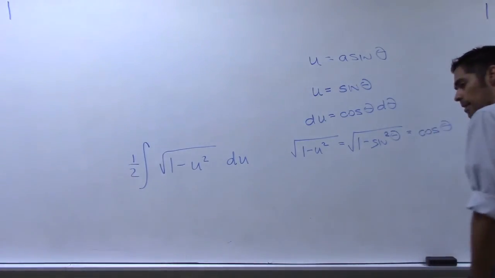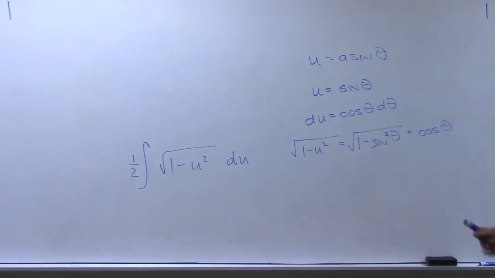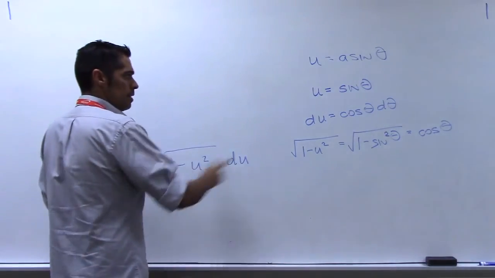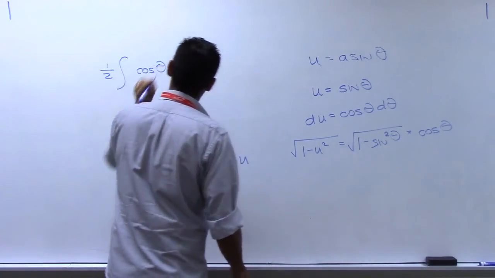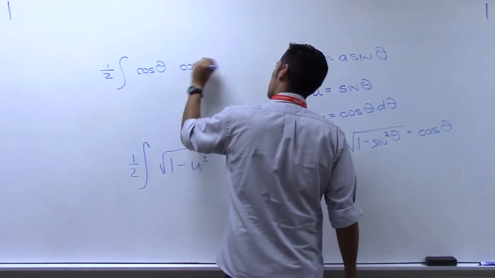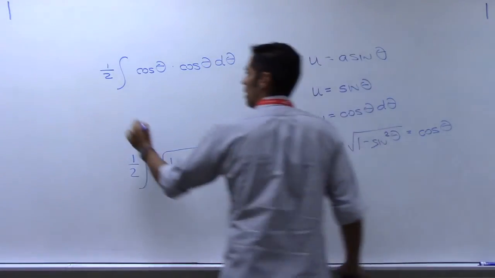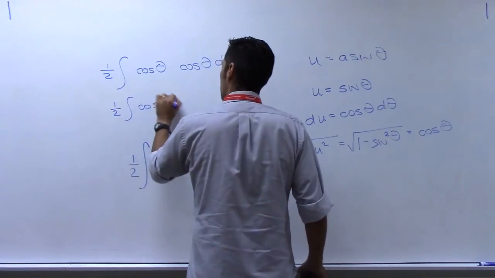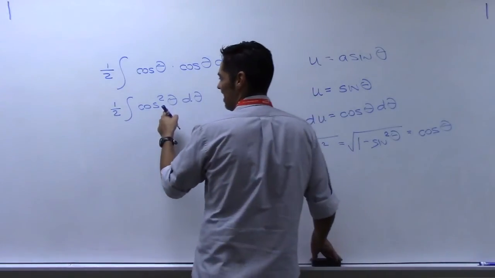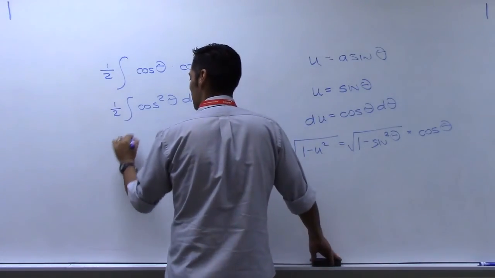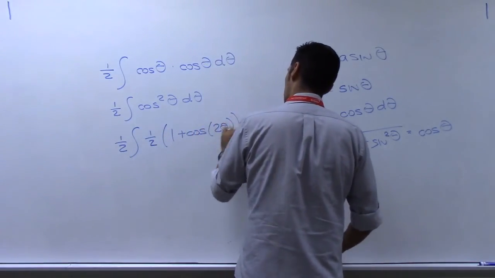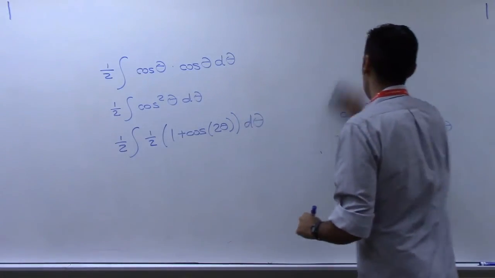All right, so now we're going to rewrite this integral. This is 1/2 integral. The square root thing is just cosine theta. And du is cosine theta again, d theta. And then that's just 1/2 cosine squared theta d theta. Using the half angle identity, that is 1/2 times 1 plus cosine 2 theta d theta. And then we integrate each of those.